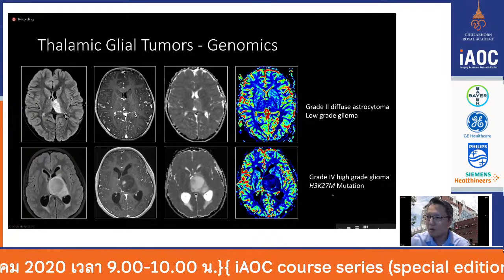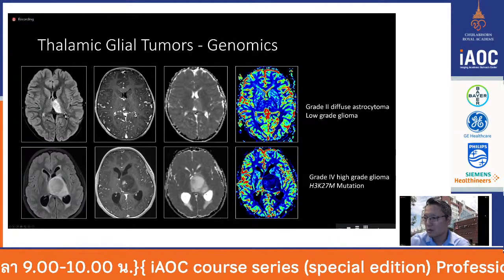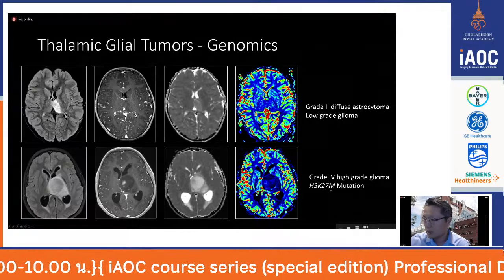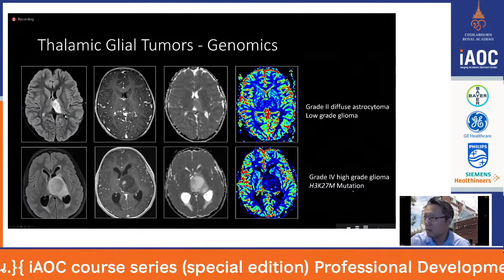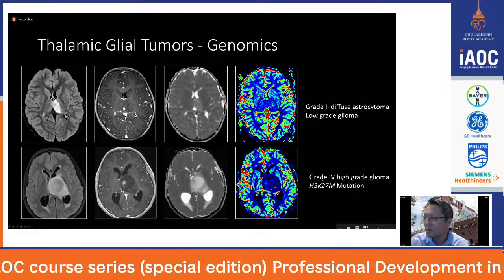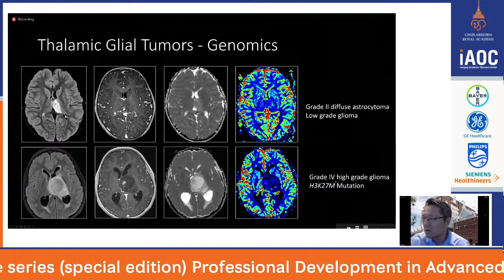So even though radiographically these two are very similar, other than potentially this nodule enhancement, when you see this mutation, this histone mutation, H3K27M, it means it's a very poor outcome. Doesn't even matter what they see under the microscope or what you see radiographically. Having this mutation means poor outcome.